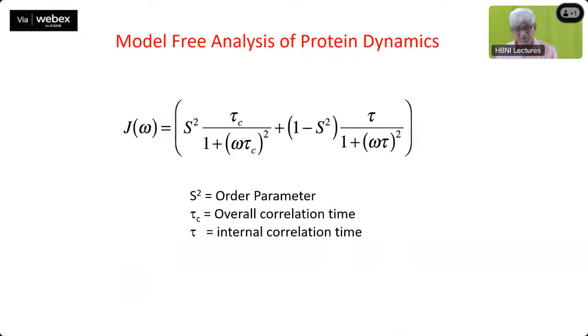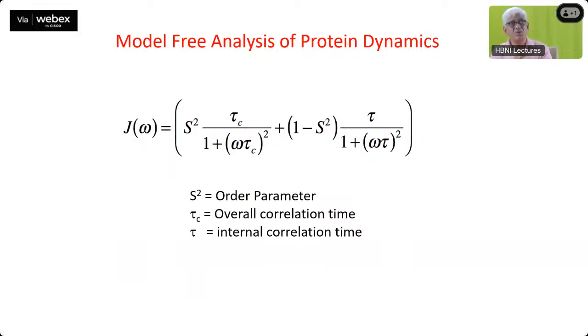Okay, now for the model-free analysis, you modify your spectral density function in this manner. Why do we do it? Because there is also an internal motion in the molecule. Earlier, the spectral density considered only the tumbling motion, which was the correlation time tau c. But in large proteins, you not only have tumbling motions, you also have internal motions. That has to be accounted for.